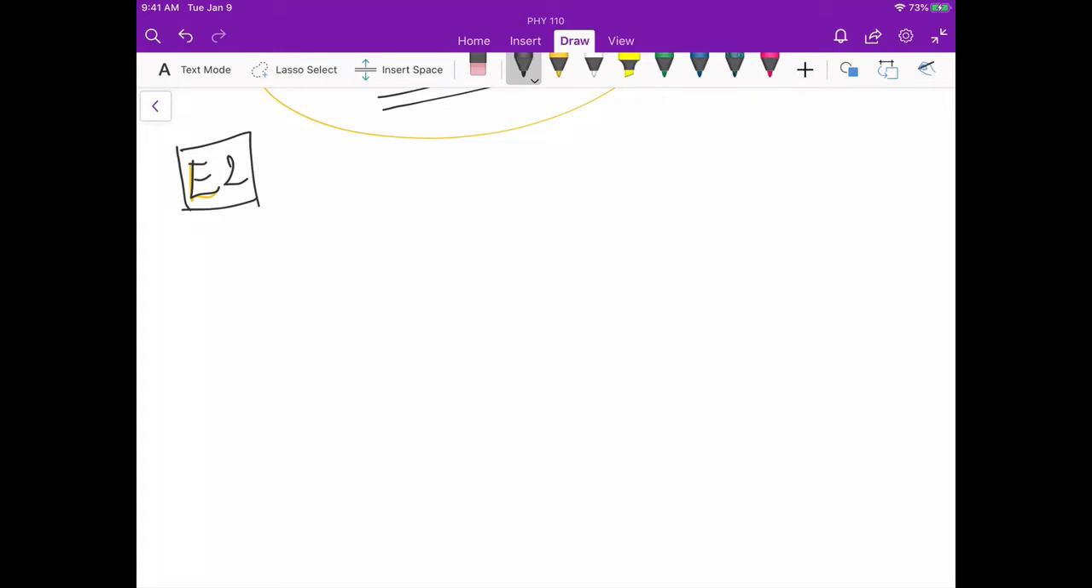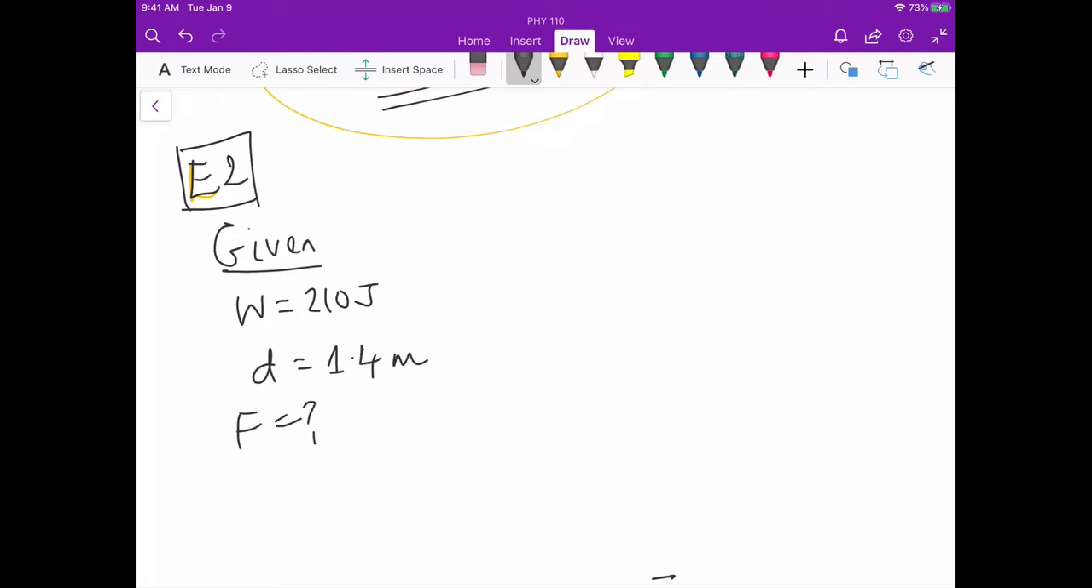What is the magnitude of the force that the woman applied to the table if the force is applied in the horizontal direction? So now you're given the work done, 210 joules, and the distance, 1.4 meters. Now how much force did she apply? Got a minute?